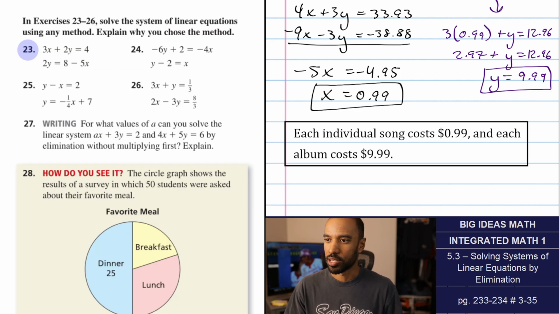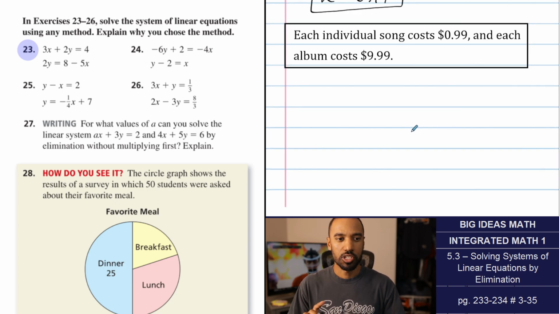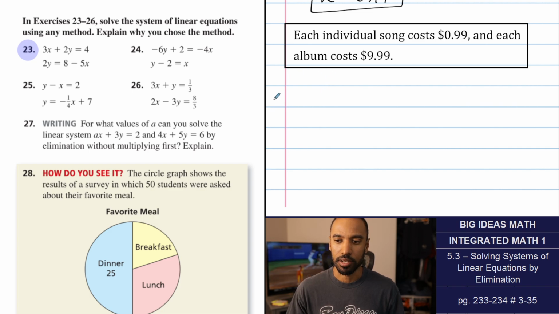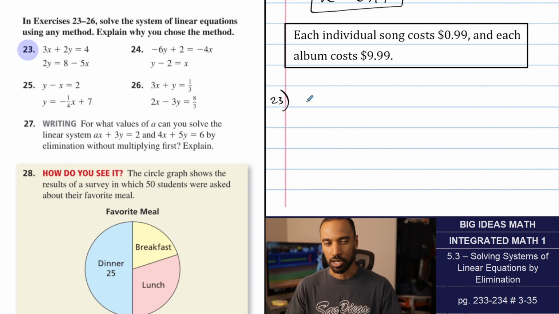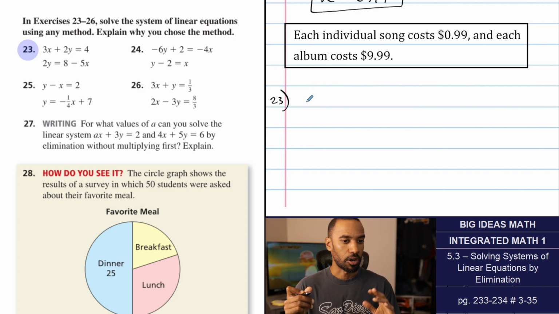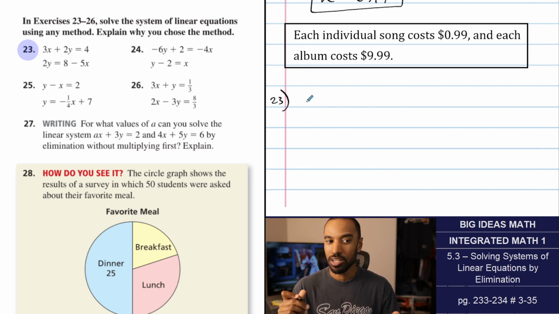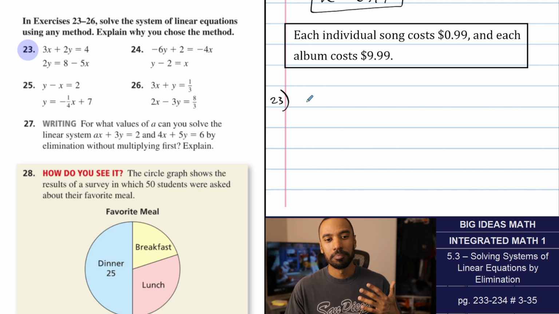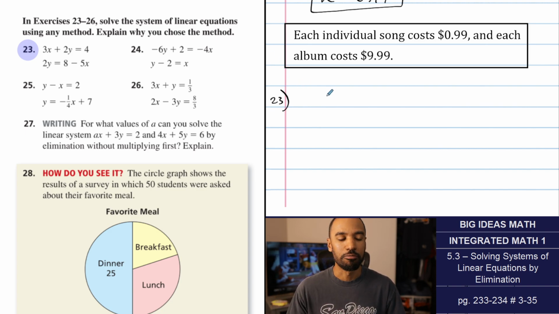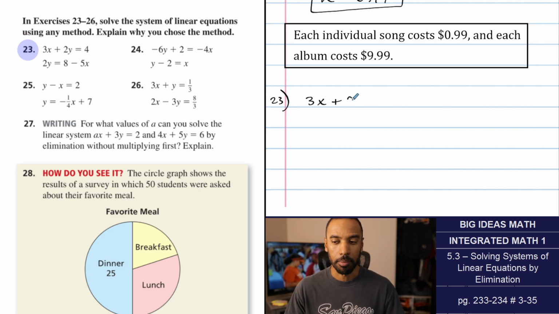Numbers 23 to 26. Solve the system of linear equations using any method. Okay, explain why you chose the method. So here's the thing. Although we're in the elimination section, I want to make arguments for and against, and I'm probably not going to solve by graphing. Well, actually take it back. Number 25, I might solve by graphing. I might solve by graphing on number 25, but I want to make arguments for or against why I might choose to use substitution for a problem.